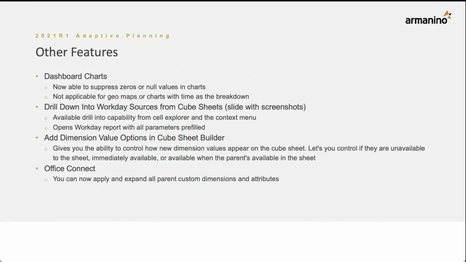I've shown you some of the major features of this release, but also included in this release are a few other goodies. We can now suppress zeros or blanks in dashboard charts. For those of you with Workday financials, we can now drill into Workday sources from cube sheets. You now have control over what happens to dimensions when you allow users to add dimensions on cube sheets. In Office Connect, you have a lot more ability to apply and expand parent dimensions and attributes, which is going to give you better nesting control for those types of elements.